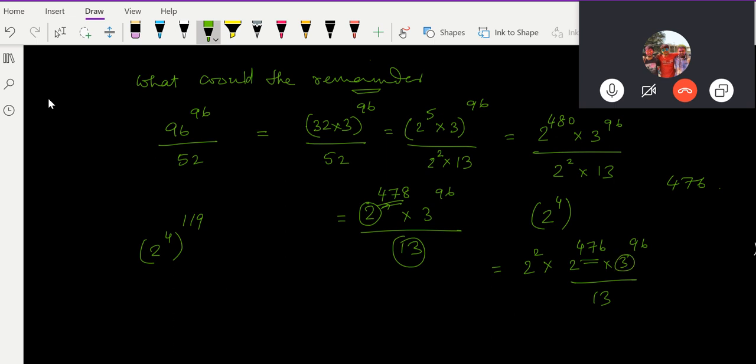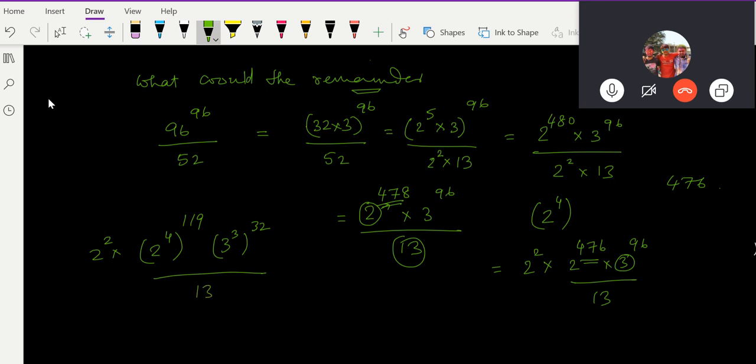So if I raise 3 to the power 3, which is 27, that will be very close to a multiple of 13, which is 26. And this would be 32. And then we have a 2 square in front. Divided by 13.